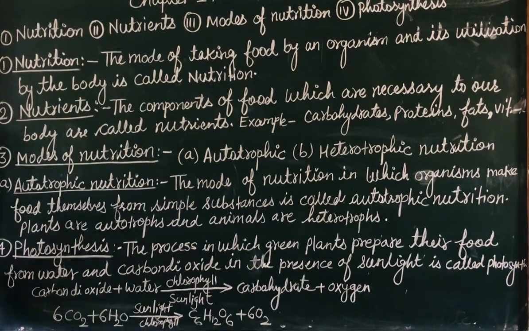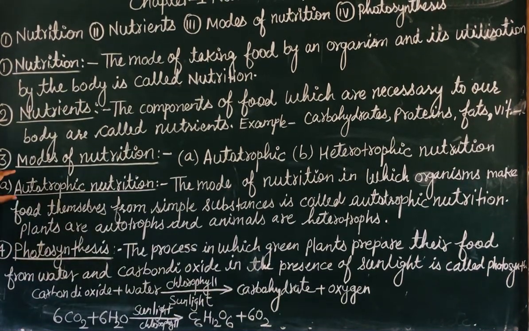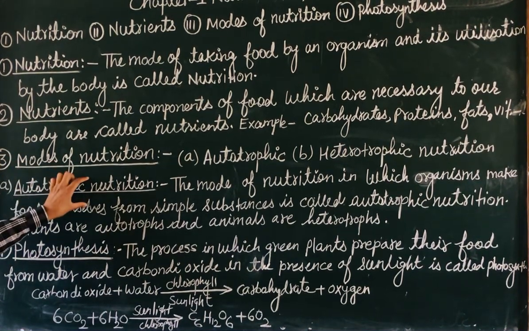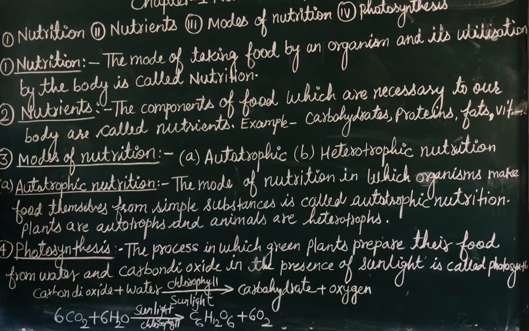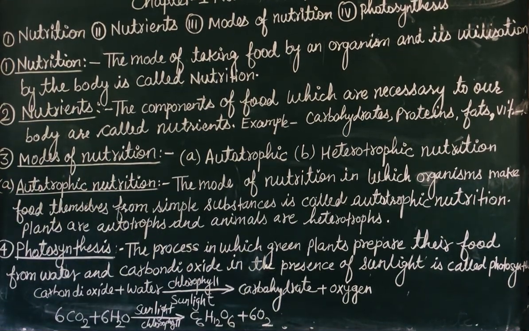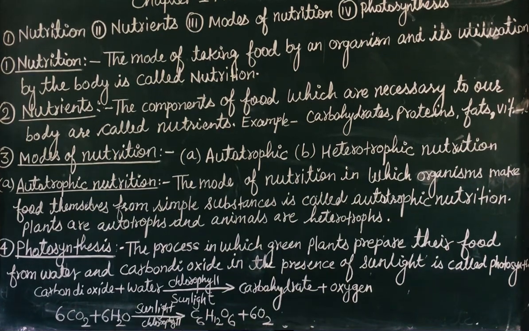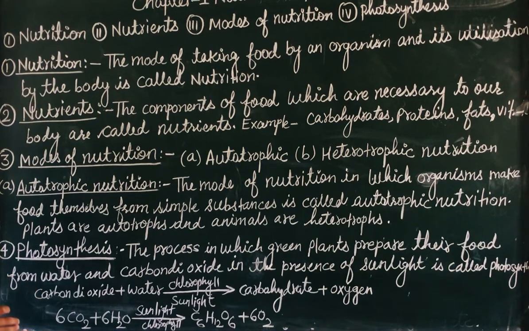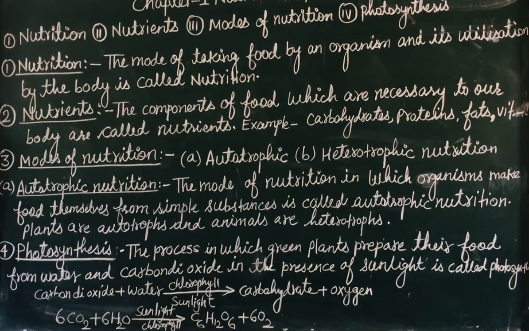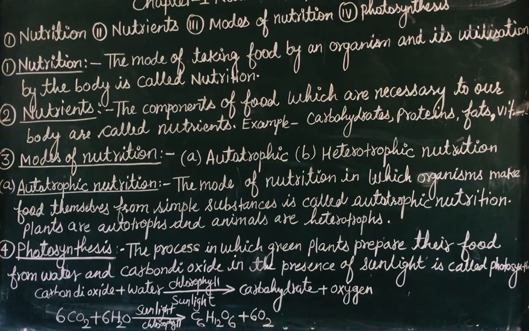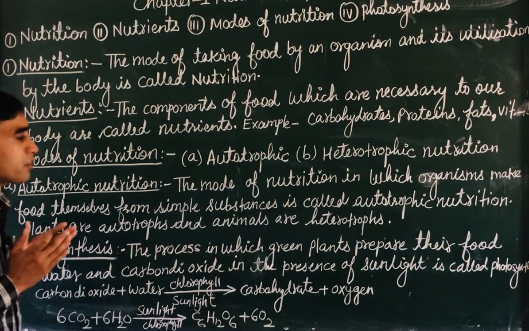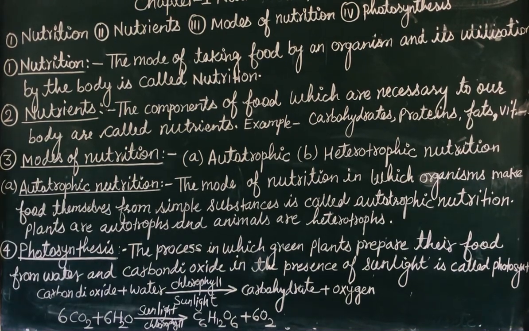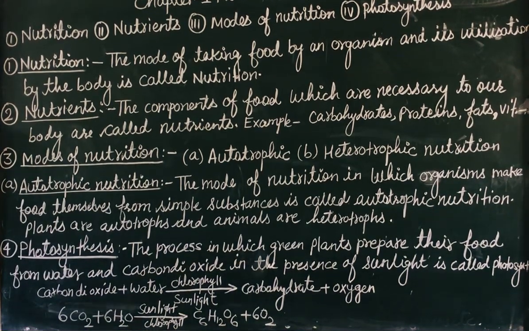First, autotrophic. Auto means self and trophic means nourishment or nutrition. So autotrophic nutrition is the mode of nutrition in which living organisms make food themselves, preparing it from raw materials, from simple substances. Such a mode of nutrition is known as autotrophic nutrition.